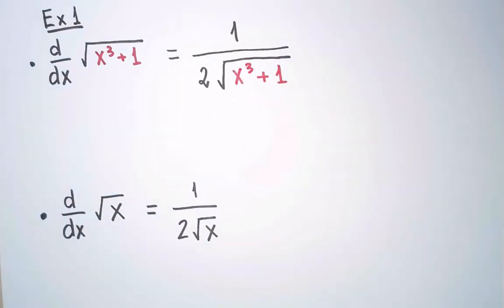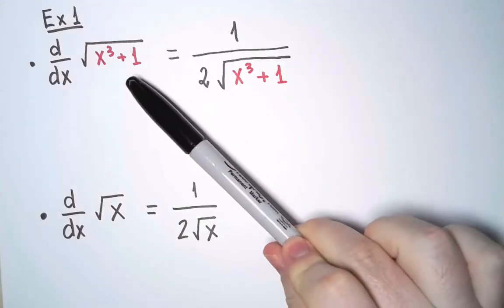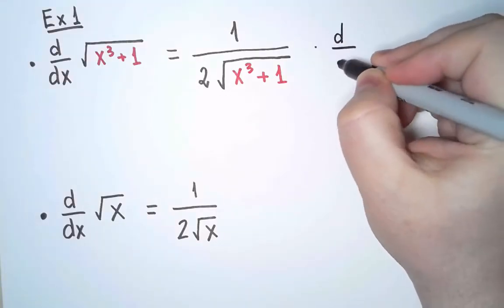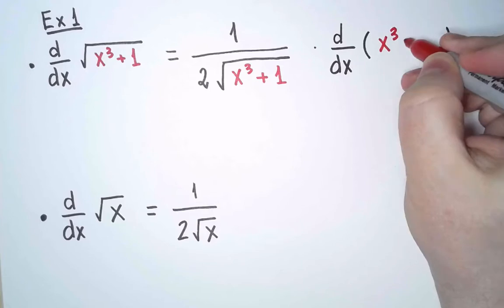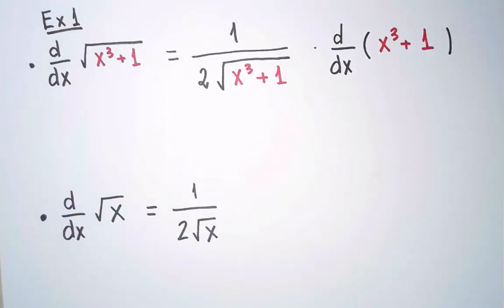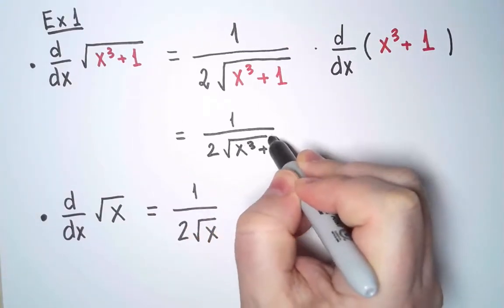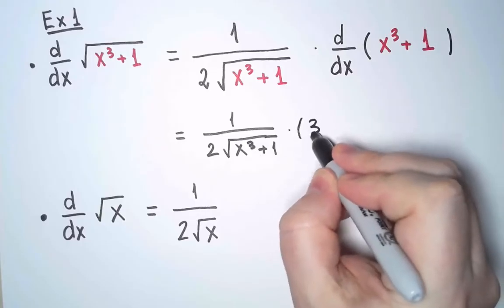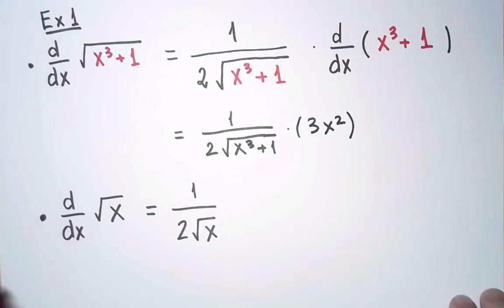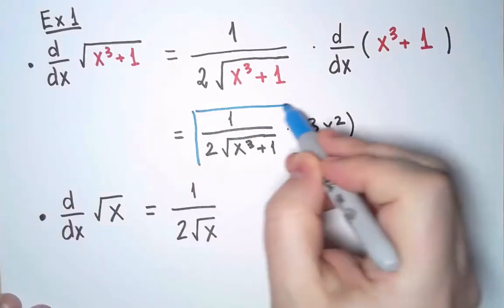But then I have to multiply it by the derivative of the argument. In this case, the derivative of x cubed plus 1. We know the derivative of x cubed plus 1 is 3x squared. And that is the final answer.